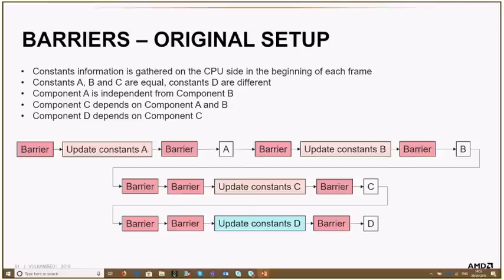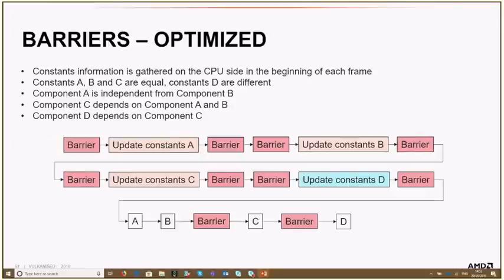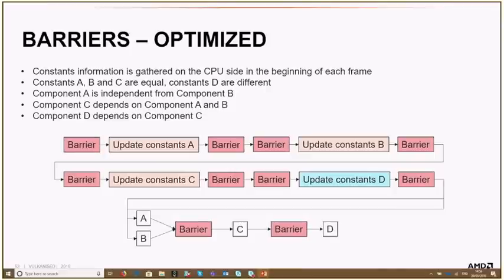So how can we make this better? Well, the first step is just to rearrange. Just place all the constants at the beginning of the frame because we already have the information. So first update constants A, B, C, D, and after this, do all the other work. In this case, these will overlap because now we don't have a barrier between them anymore.